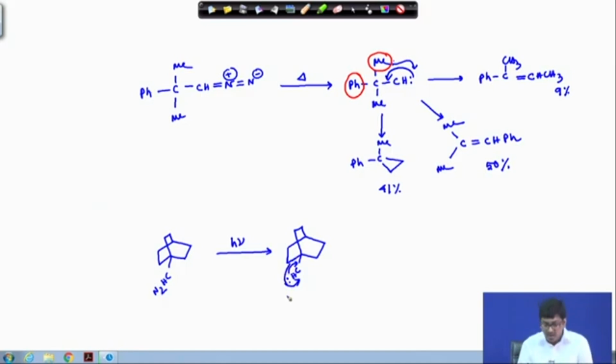Okay. So, once this migration happens, then the expansion of the ring will happen. Here it is a 6 member ring. So, once this rearrangement happens, then we can make it more clear or more visible here in this way.